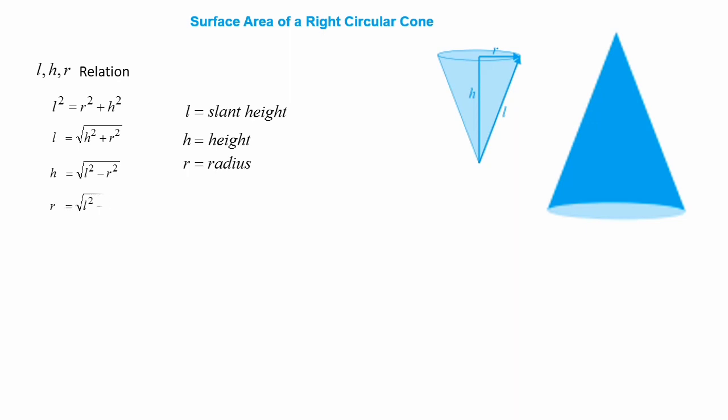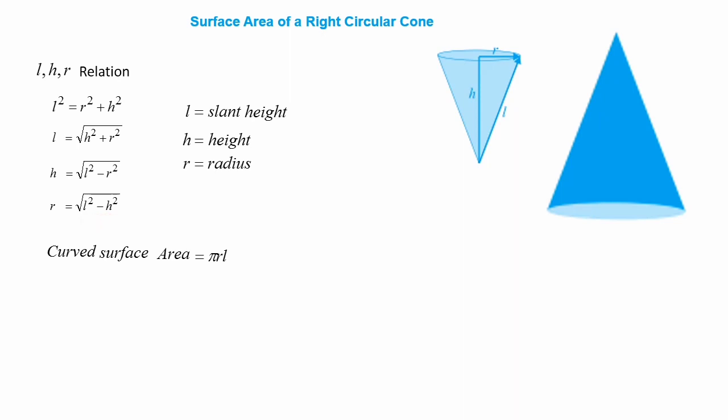If you want to calculate H, you keep H on one side and bring R square to the left side, that is L square minus R square. To get H from H square, you need to take the square root, that is square root of L square minus R square. And if you want R, you bring H square to the left side, that is L square minus H square. R means square root of L square minus H square.